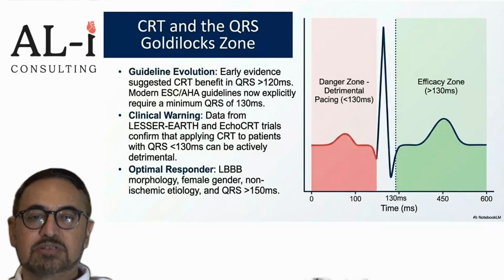The classic strong responder is a patient with left bundle branch block with QRS greater than 150 milliseconds, and often, especially in non-ischemic cardiomyopathy. CRT is powerful when dysynchrony is truly present, but precision in patient selection is essential.